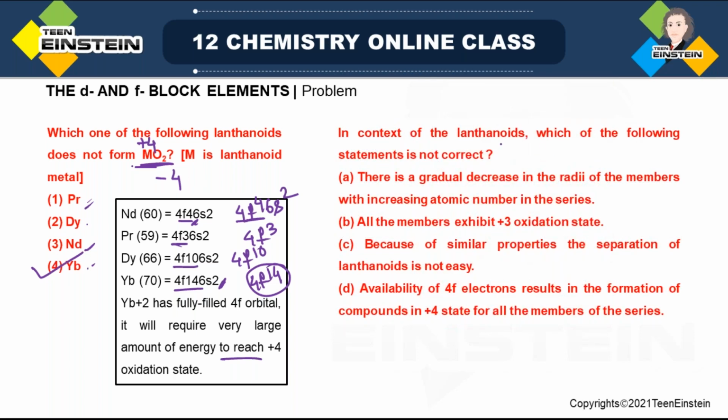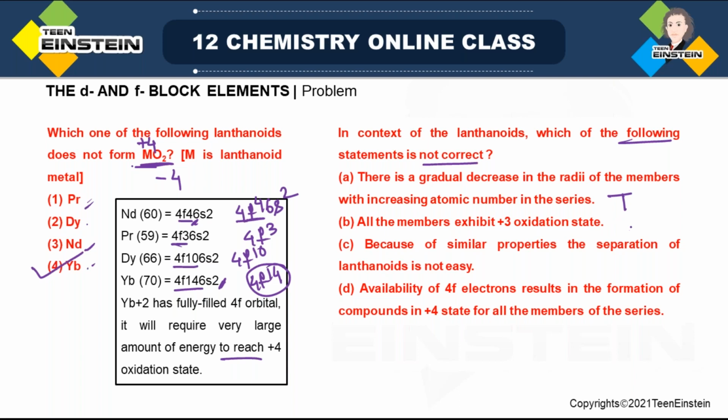In the context of lanthanoids, which of the following statements is not correct? All these statements are related to lanthanoids, and you have to find the wrong statement. There is a gradual decrease in the radii of the members with increasing atomic number in the series. This is true because of lanthanide contraction.